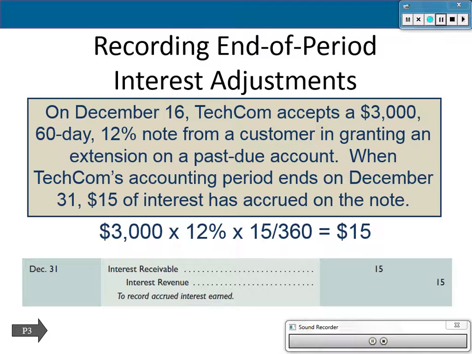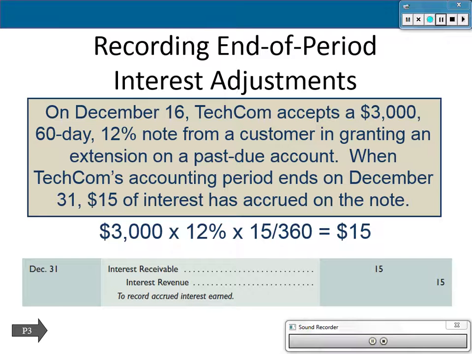Now, this example is what I was talking about when the days don't necessarily accrue before the end of the period. So on December 16th, this company decided to put a note into place for a customer for $3,000, 60-day note, 12%. Well, we know from December 16th to December 31st that it's clearly not 60 days, right?